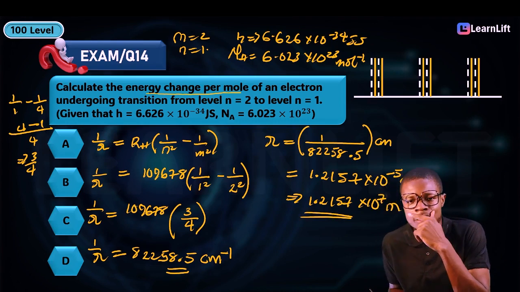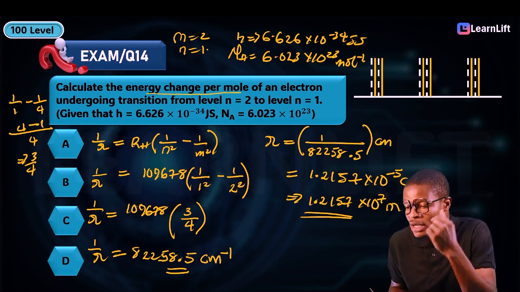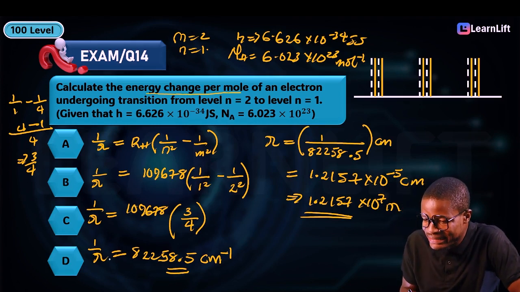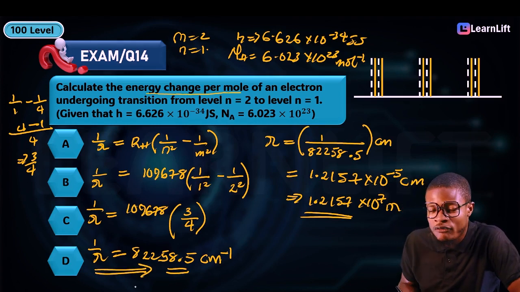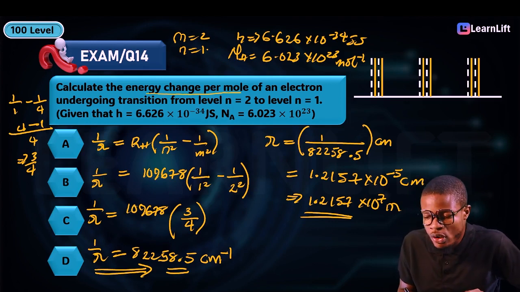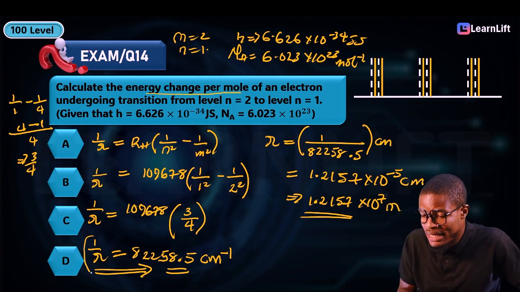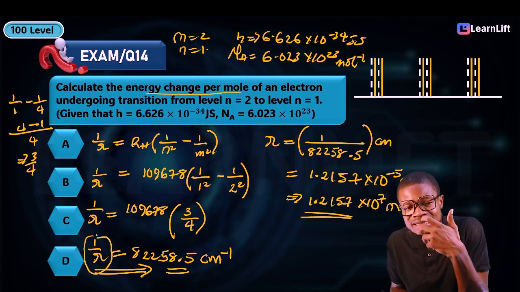Now, hold on. Let me use one stone to kill two birds. If they ask you to calculate the wave number, you see this value here, this automatically is the value of wave number. Are you getting me now? Don't play. So wave number is in what? Per centimeters, because this is 1 over lambda, and we have established that 1 over lambda is the same thing as your what?